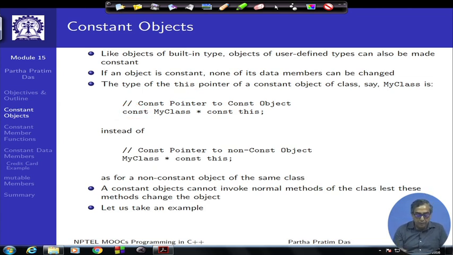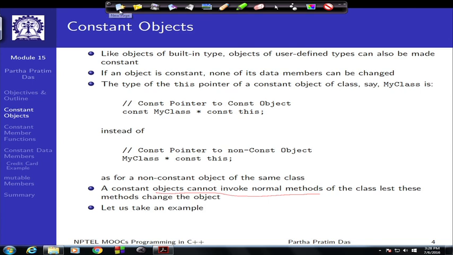Naturally, a constant object cannot invoke the normal methods of the class. This is understandable because we are saying that a constant object should not be allowed to change the data members of the object. Now, instead of directly changing, if a method is invoked, then that method can in turn change the data member. Therefore, to avoid that, constant objects are not allowed to invoke the member functions. We will see how, in spite of this, constant objects can actually function. So, let us first take an example to understand this.